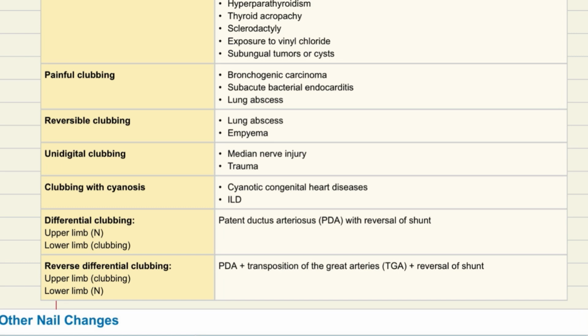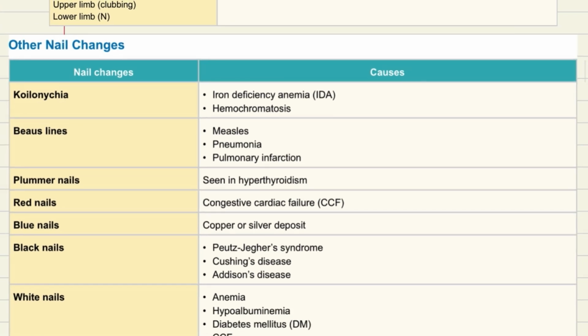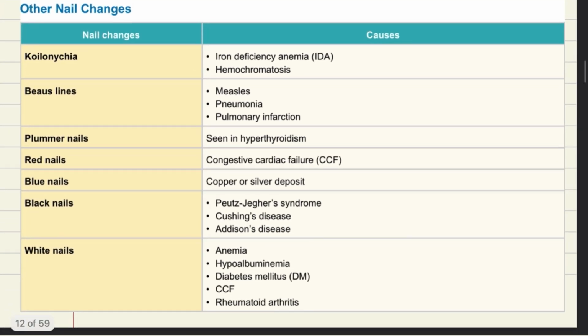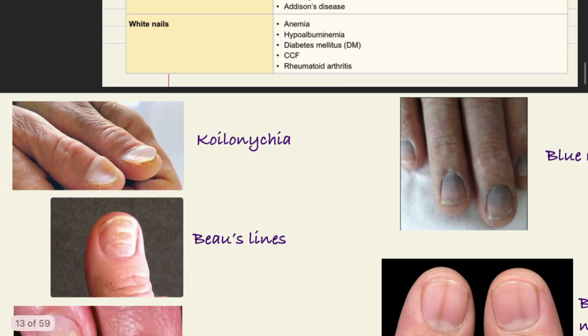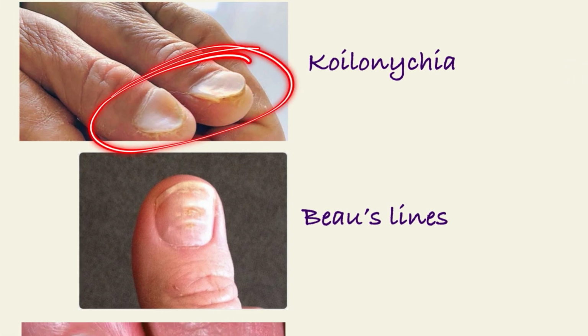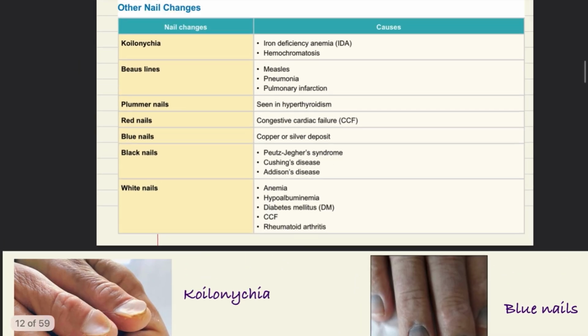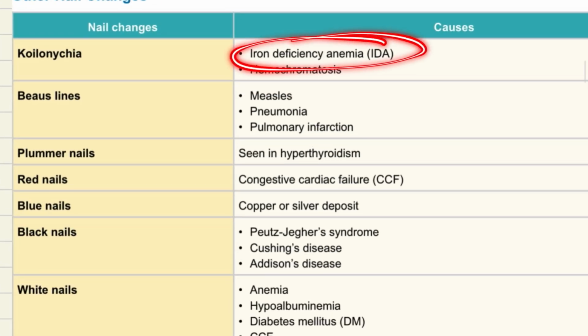Along with clubbing, since we are talking about the clubbing, we will see some other nail changes that give us an idea of what the underlying conditions could be. For example, koilonychia seen in IDA, that is iron deficiency anemia, and let me give you the picture, that is the koilonychia. You can see this spooning of the nail, that is seen in iron deficiency anemia, and it can also be seen in hemochromatosis, but remember the iron deficiency anemia.